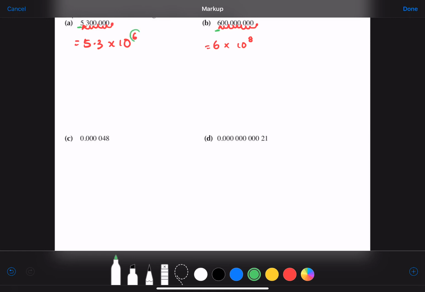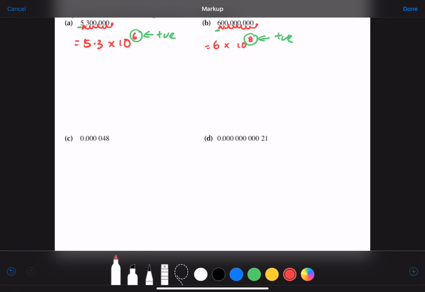And these two numbers, you will notice that they are both positive. The reason being, the original number is what we call a big number, in terms of thousands or even hundreds or millions or billions. So that's why, when we change it to standard form, they will be positive.